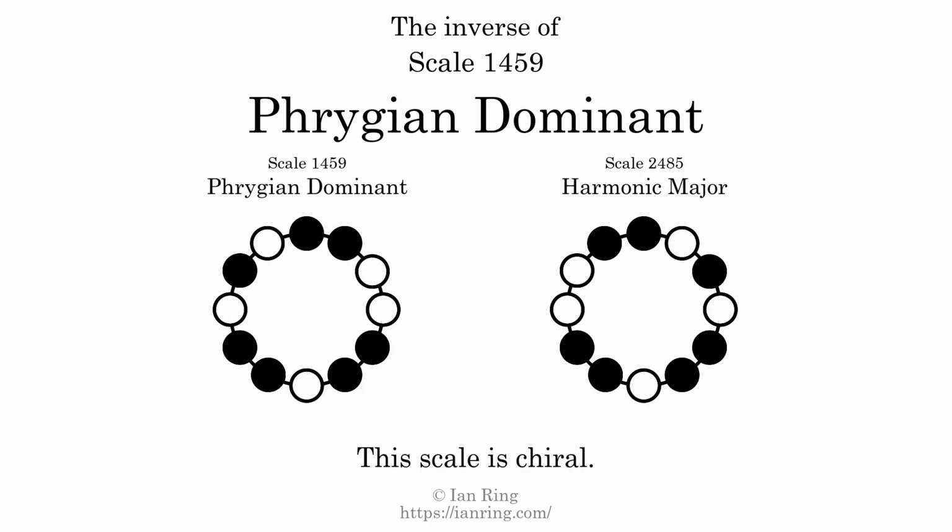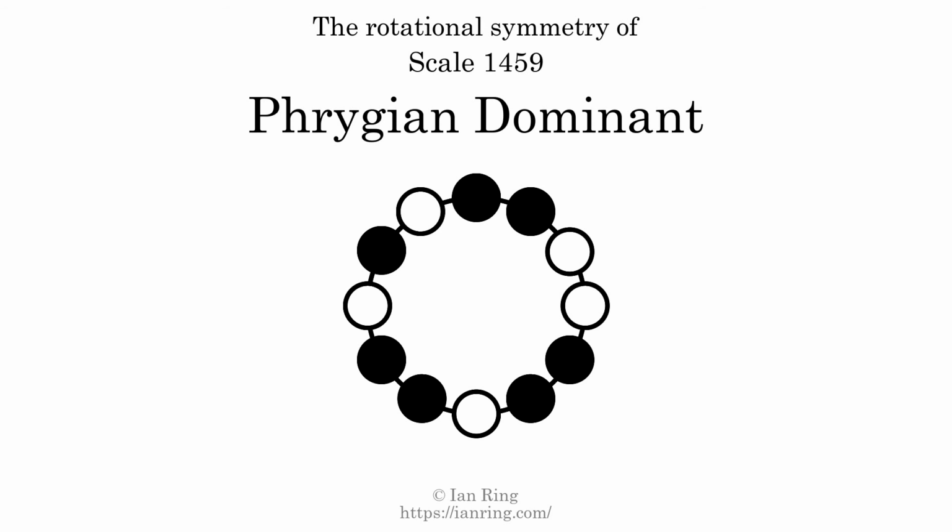The inverse of a scale is a mirror image. It is what you get when the sequence of intervals is reversed. The inverse of this scale is scale 2485, also known as harmonic major. This scale is chiral. It cannot transform into its inverse by rotational transformation. This scale has no rotational symmetry.